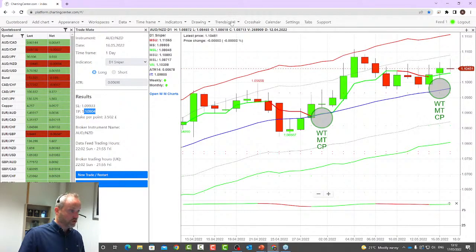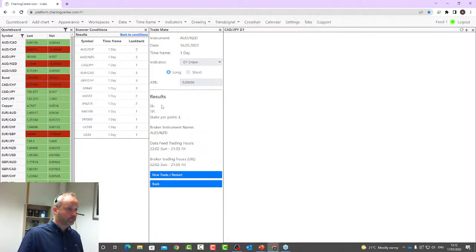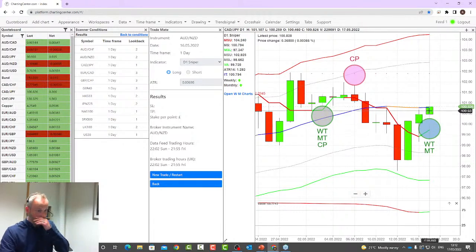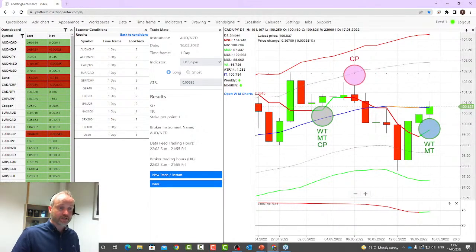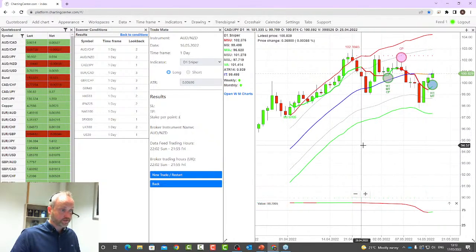Let's have a look at some of those other ones that are in that scan, because I do want to try and go through as many of these as I can today. CAD Yen. You can see here, this is another one that's setting up as an opportunity. Now, what makes this one a sniper? This one's a sniper. This is actually quite an interesting chart. In fact, if you don't mind, I'm going to just reduce it a little bit, tighten it up a little bit.